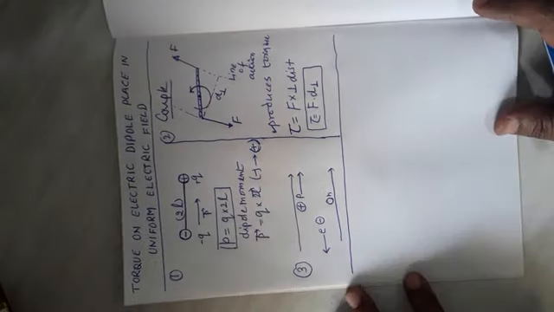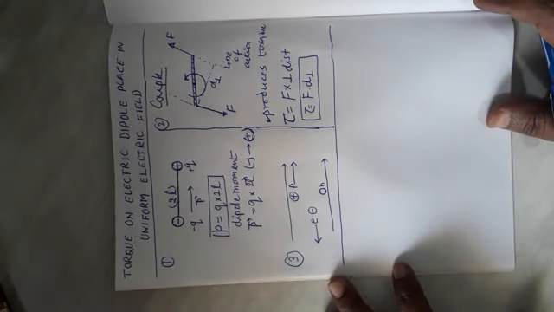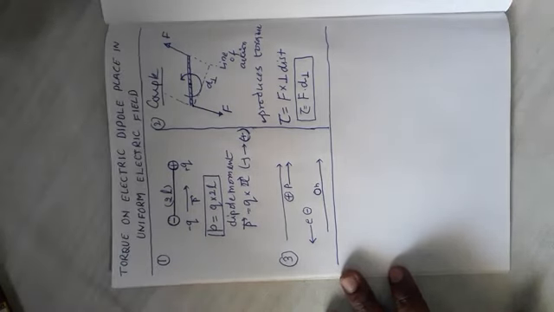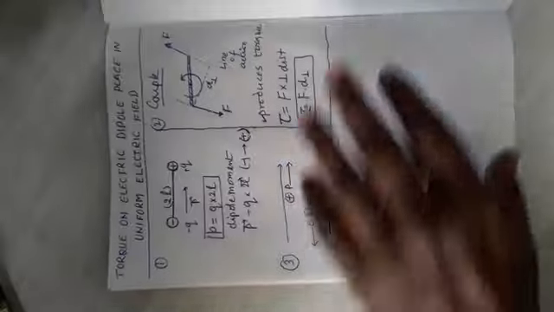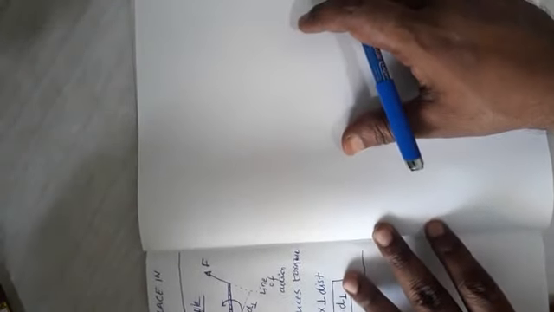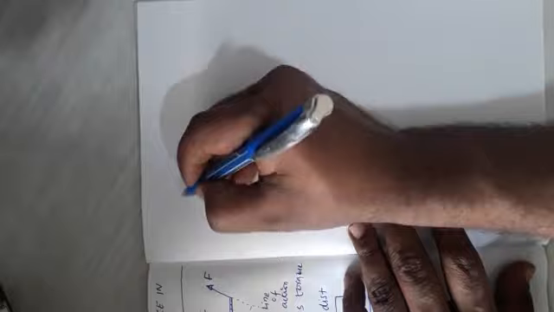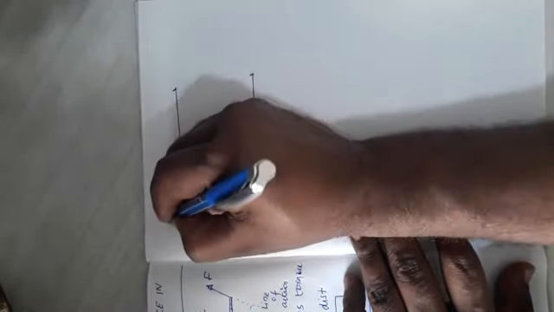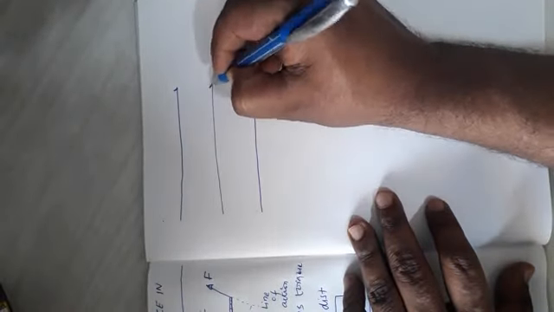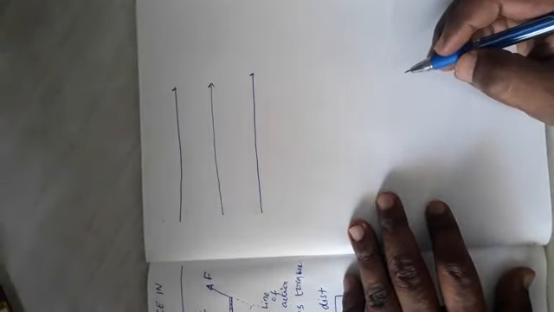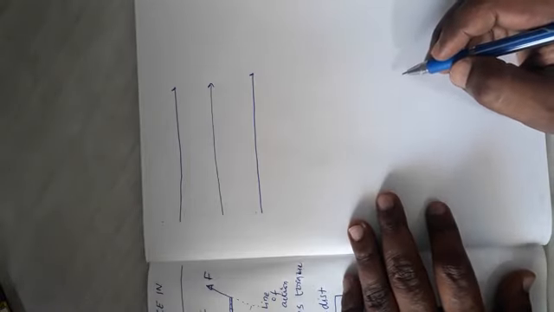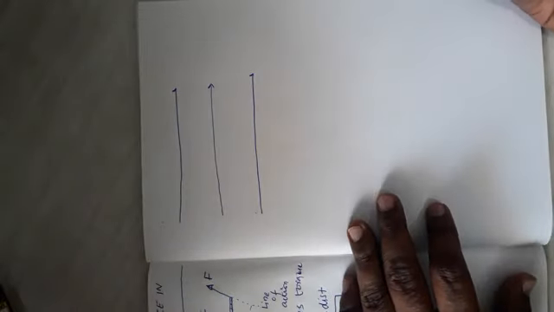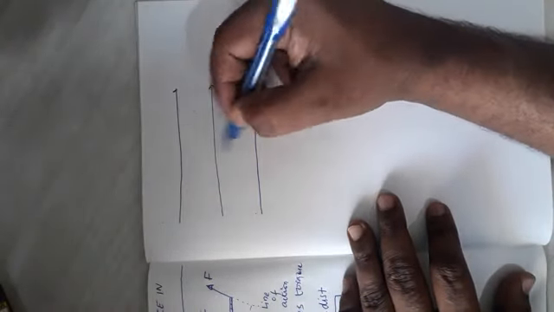The main topic is torque on electric dipole placed in uniform electric field. So, let us move forward and think in terms of it. This is uniform electric field. How do we know that this is a uniform electric field? Because it is expressed by equidistant lines. It is worth recalling at this point that if the electric field is uniform, the separation between the electric field lines will be the same.